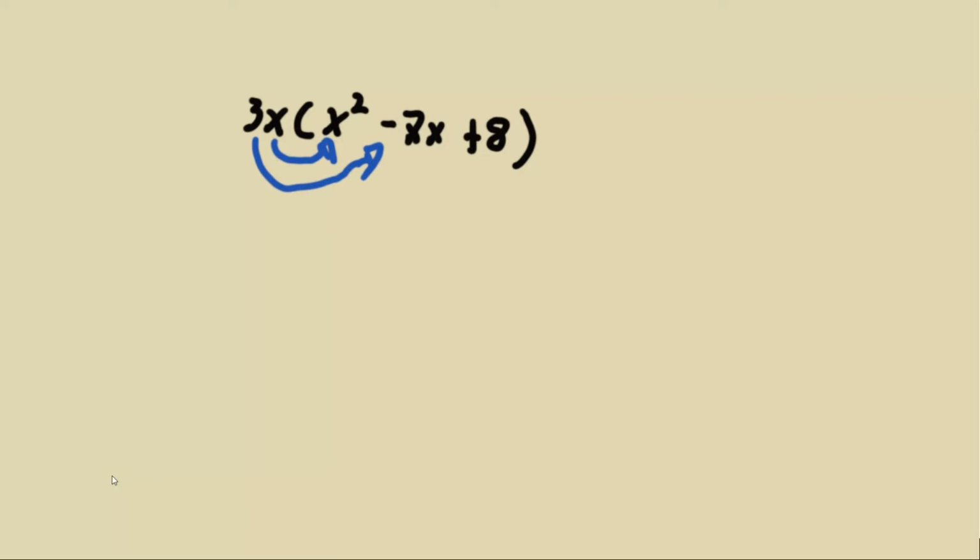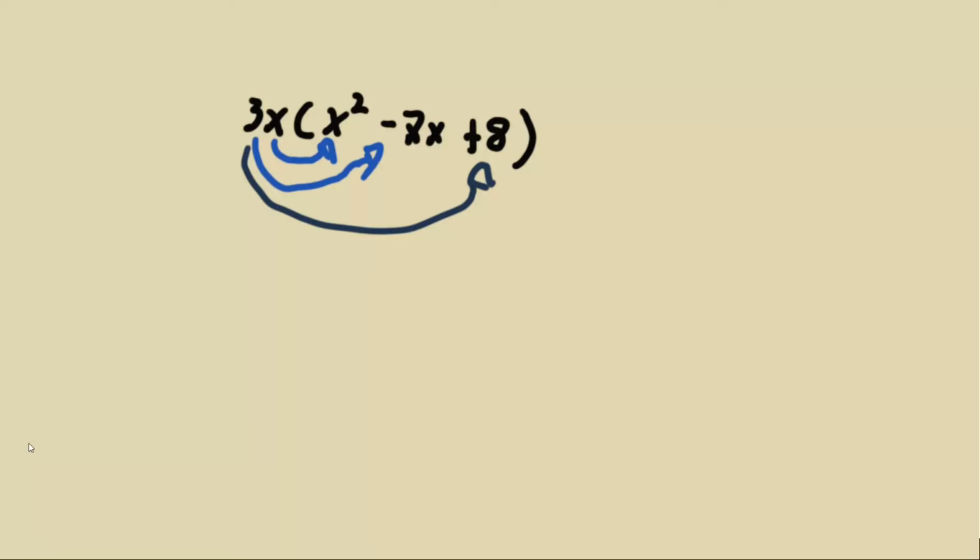First of all, let me just write down some polynomials here. So we have 3x times x squared, so x to the power of 2, and then minus 7x, and then plus 8. Right, so let's multiply this. And what we have to do here is actually just distribute. So we have to multiply 3x by this, and multiply 3x by this, and multiply 3x by this over here, right? We just have to distribute this 3x.